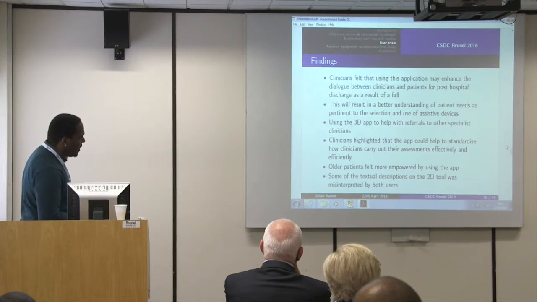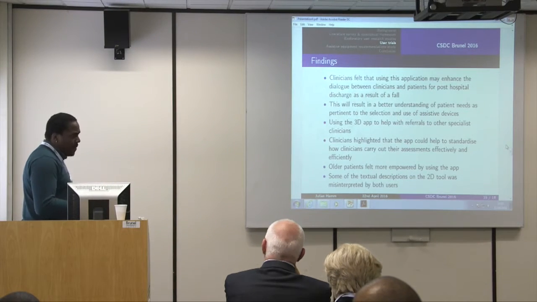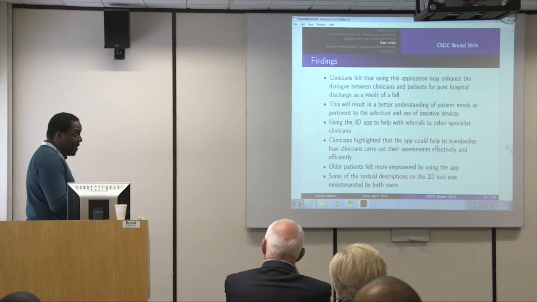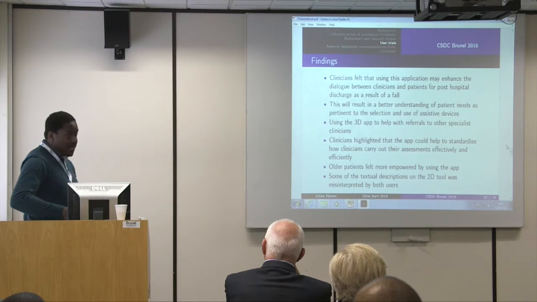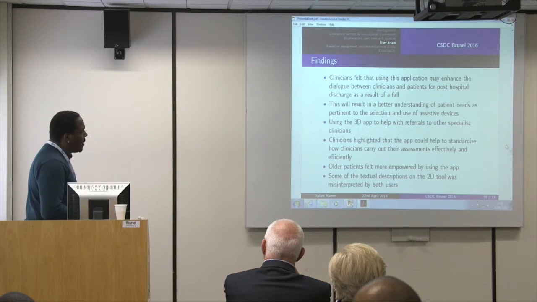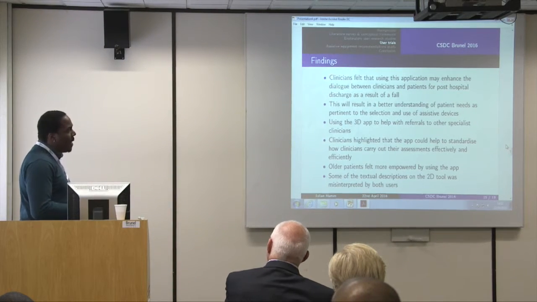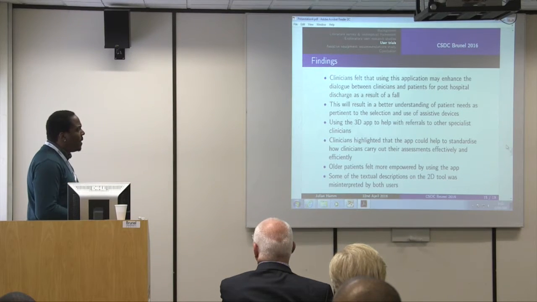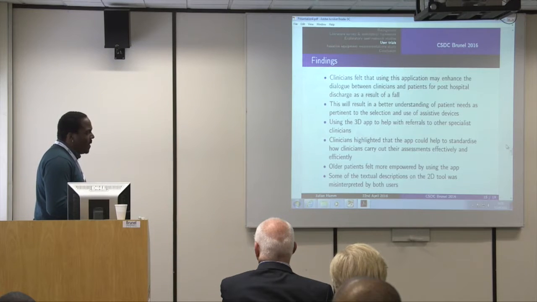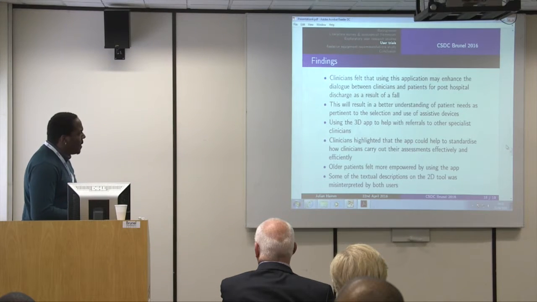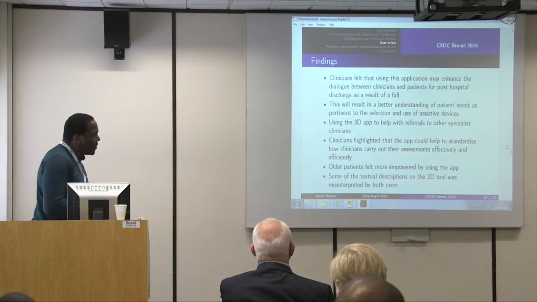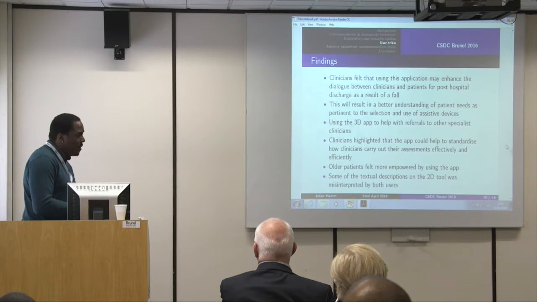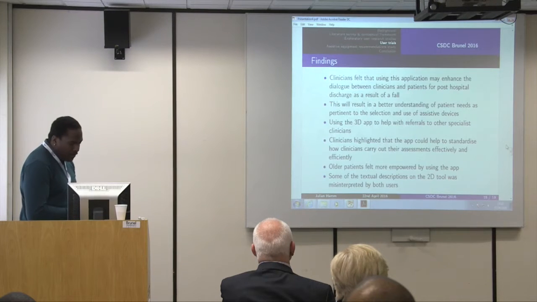The clinicians highlighted the fact that the app helped to standardise how clinicians carry out their assessments in different NHS trusts around the country. Older adults felt more empowered by using the app because they felt they were more involved. They had a say-so in what was being prescribed to them. Some of the textual descriptions of the 2D tool were misinterpreted by some of the users.